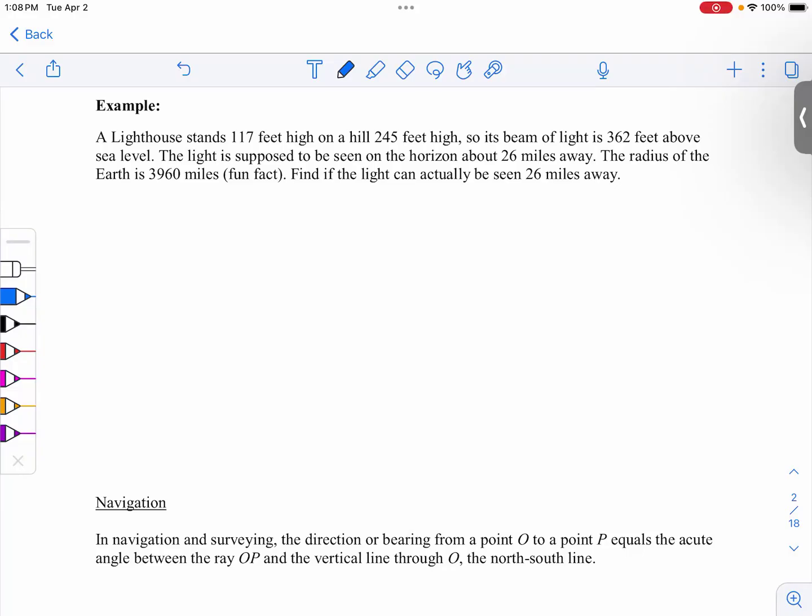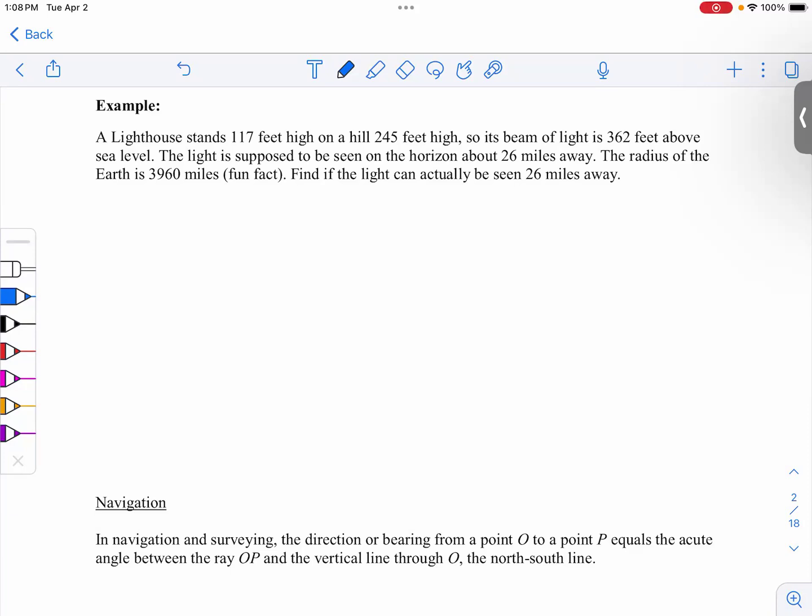So a lighthouse stands 117 feet high on a hill 245 feet high, so its beam of light is 362 feet above sea level. The light is supposed to be seen on the horizon about 26 miles away. This is the concept of lighthouses, right? So the passing ships have a guide.